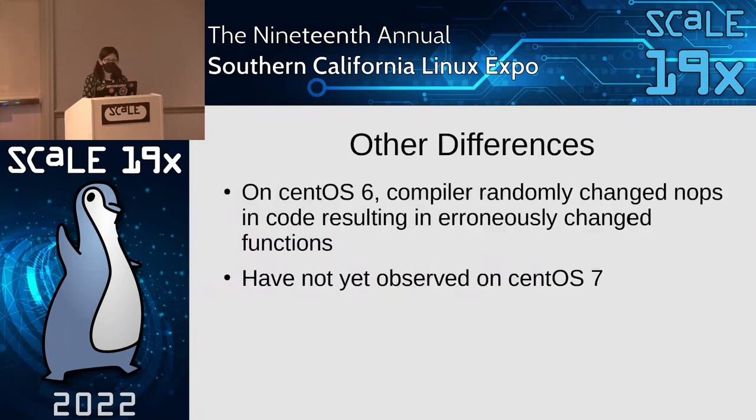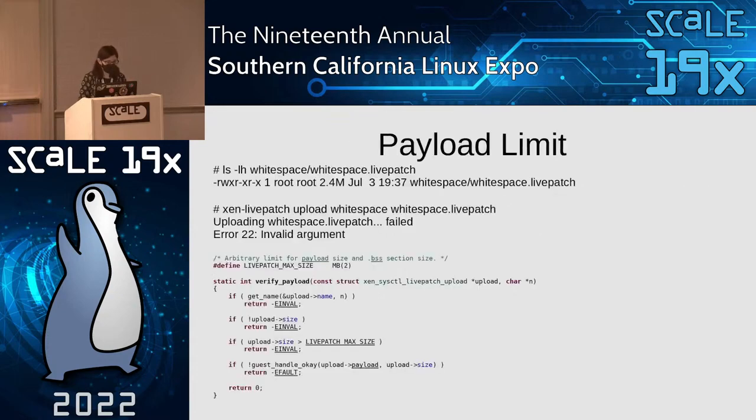Some of the other problems I encountered previously was that with CentOS 6, the compiler would kind of randomly insert no-ops into the code, and I would manually look at those and try to figure out what was changed. I didn't really observe anything changed, so I carried a local patch that would allow me to filter out those functions from my live patch. I haven't yet observed it on CentOS 7, so I'm hoping that that is an upstream bug that has been fixed in GCC.